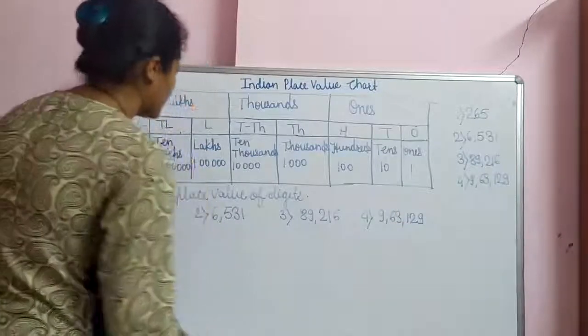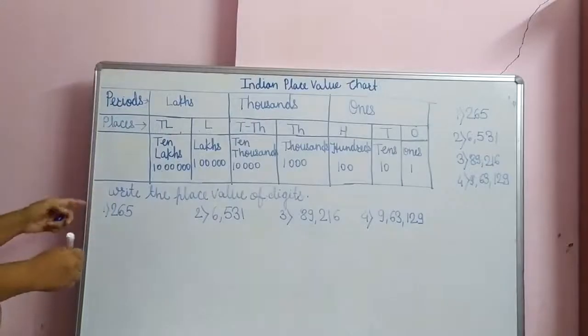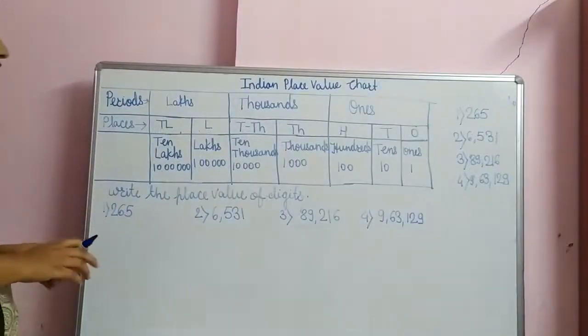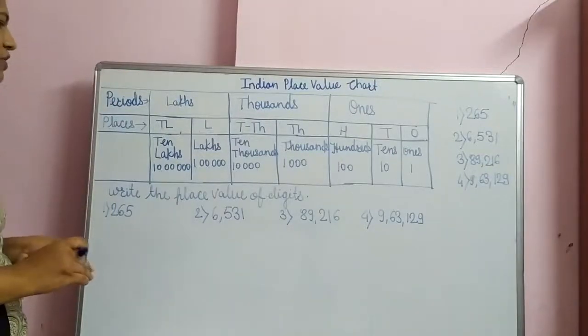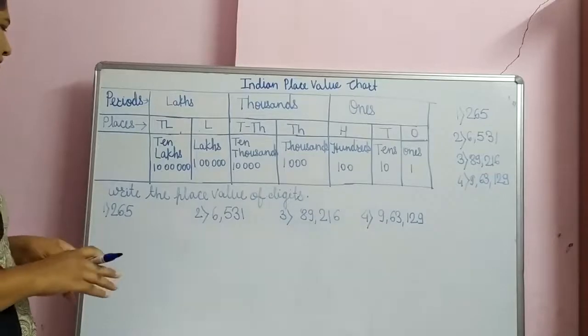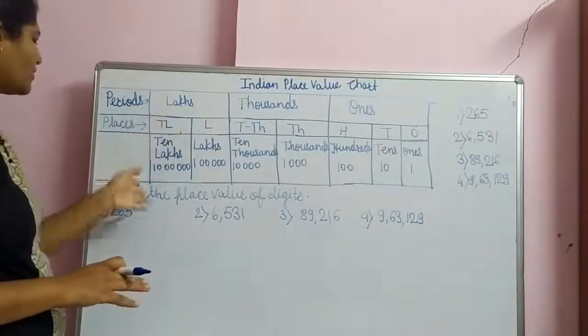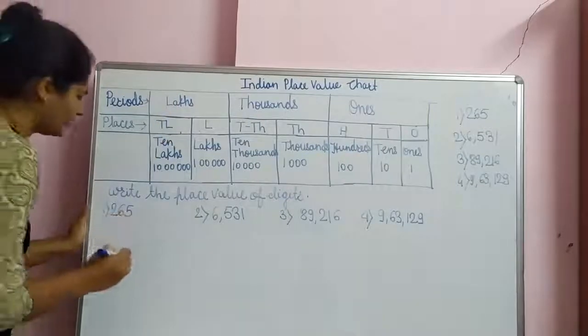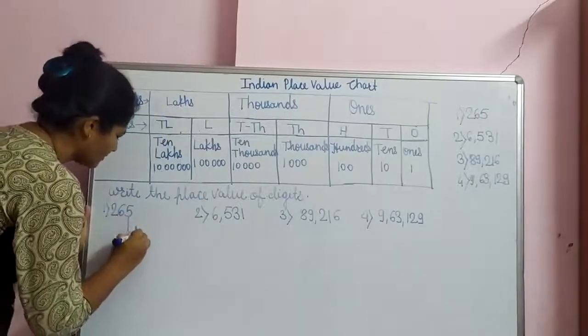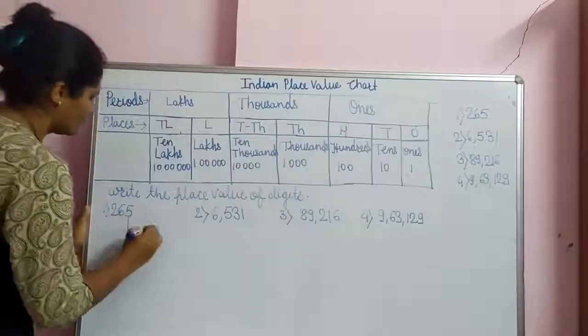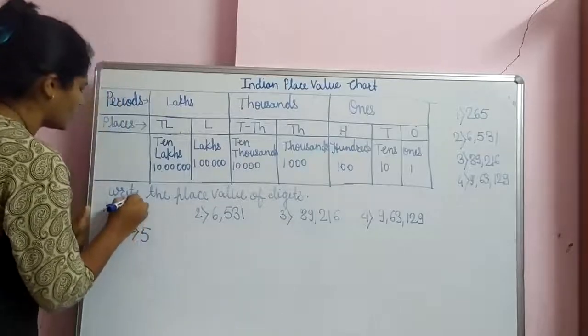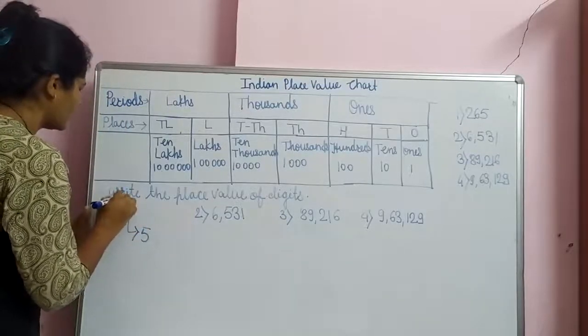Now next we see the next question. What is the next question? Write the place value of digits. So do you know what the place value is? Which one is the place value? These are the places. In 4th standard we saw what the place value is. What is the place value of this 5? It is 5. Firstly write here ones, tens and 100.